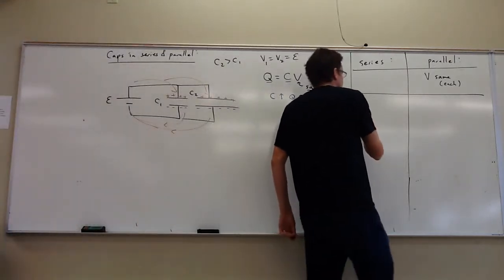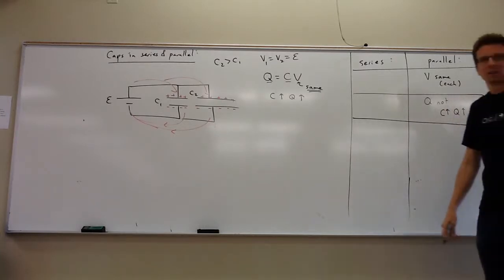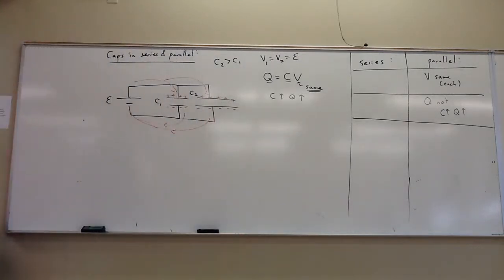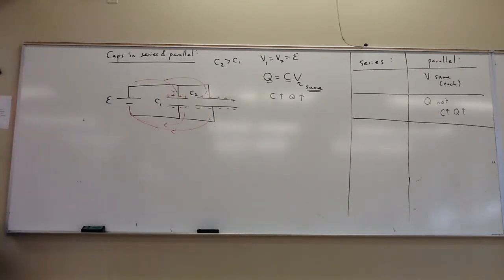So, we're adding another column here. Voltage is the same, but the charge is not. The larger capacitor gets more charge. If you take two capacitors and apply the same voltage drops, that's the same amount of effort to charge them both, but one's better. One has a larger capacitance. It'll store more charge. Okay?